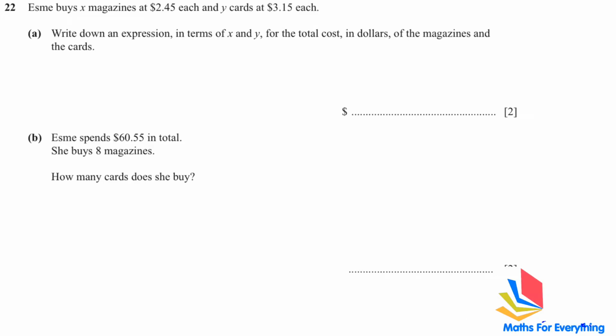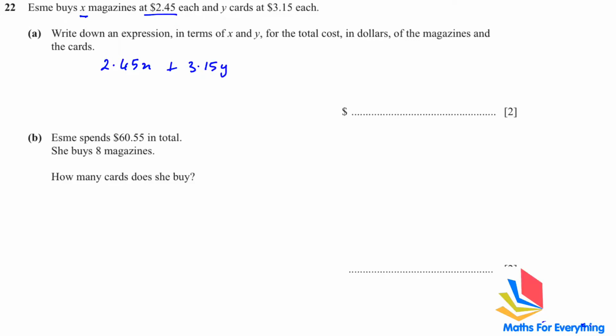Question number 22. Esme buys X magazines at $2.45 each and Y cards at $3.15 each. A. Write down an expression in terms of X and Y for the total cost in dollars for the magazines and the cards. The magazines are X and they are at a cost of 2.45. So 2.45X plus 3.15Y.